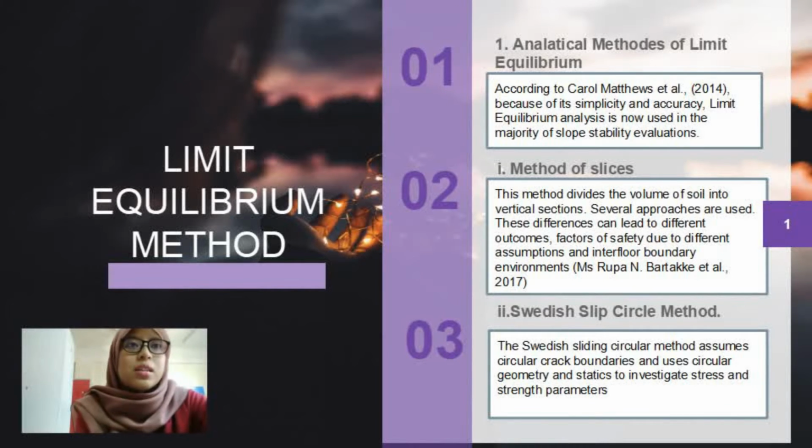The Swedish slip circle method assumes a circular failure boundary and uses circular geometry and safety to investigate stress and strength parameters. The moment created by the internal thrust of the soil is opposite to the moment created by the force that resists the collapse of the slope. If the resistance exceeds the driving force, the slope is considered stable.